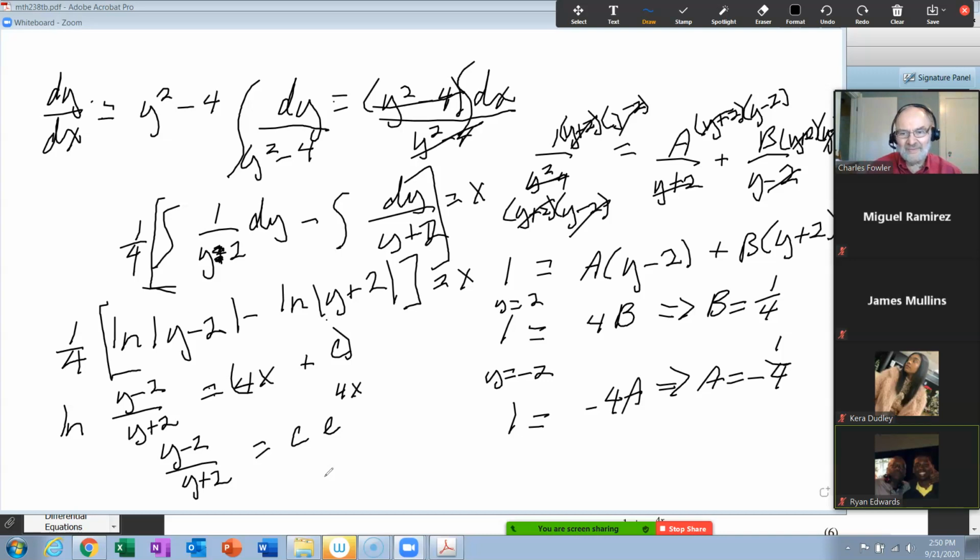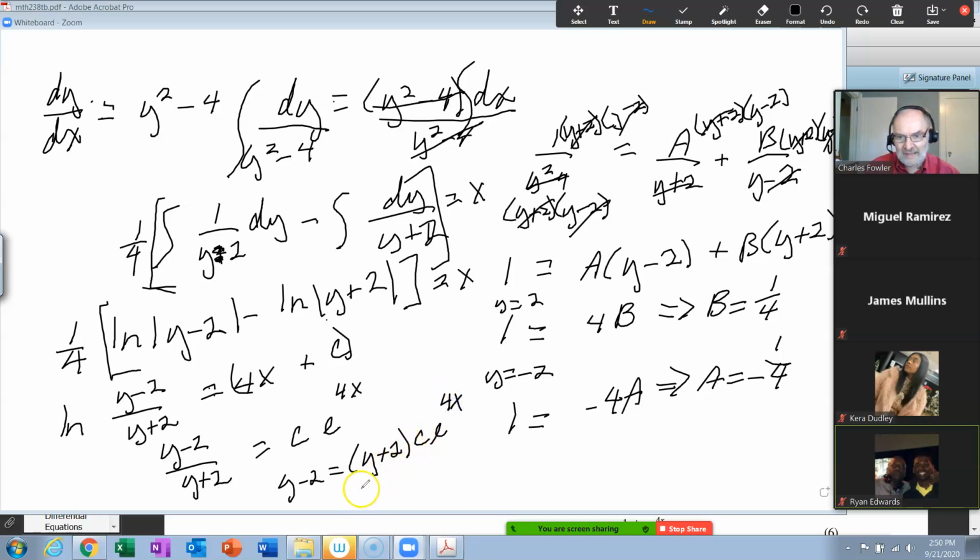Here's where they kind of go off track here, and what they do is perfectly legal, but they just skip too many steps getting there. So here's what I'm going to do. I can't erase. That's the big problem here. So let's write this as y minus 2 is equal to y plus 2 times c e to the 4x.